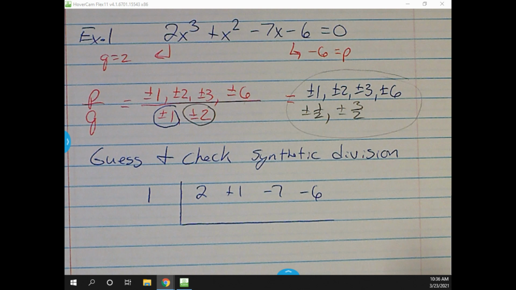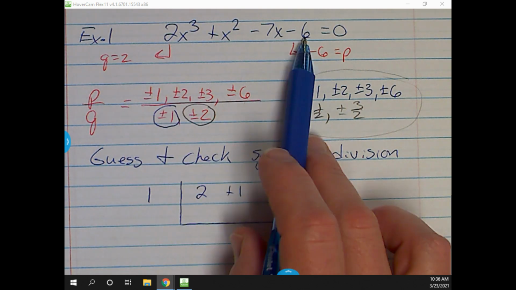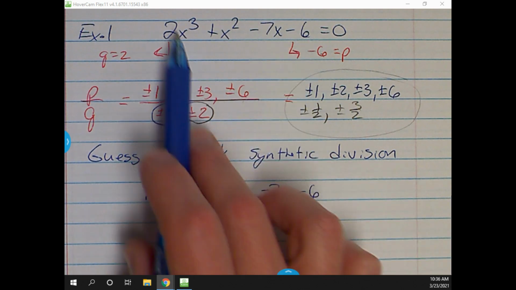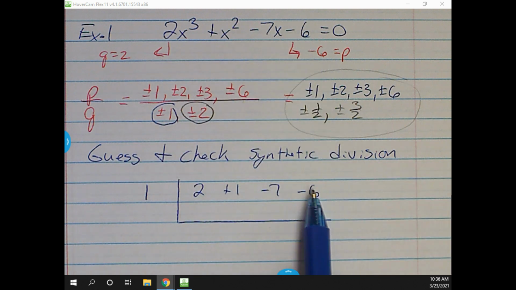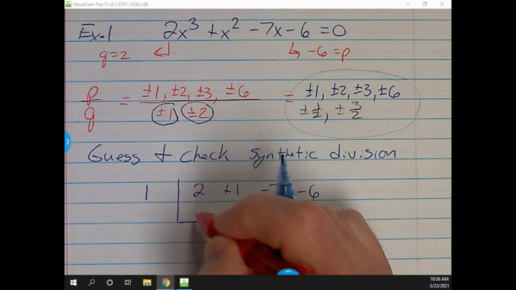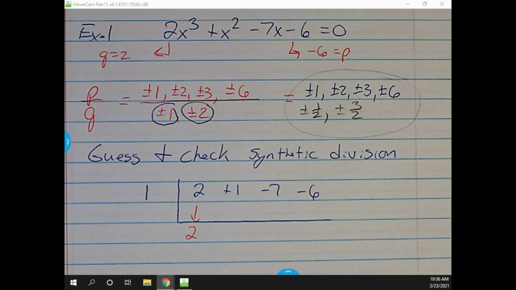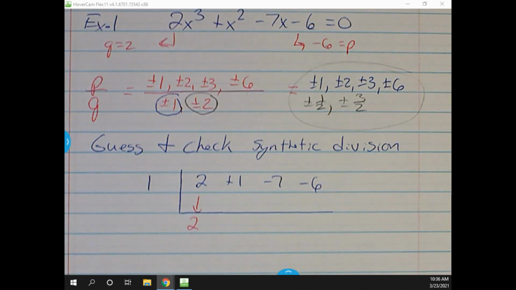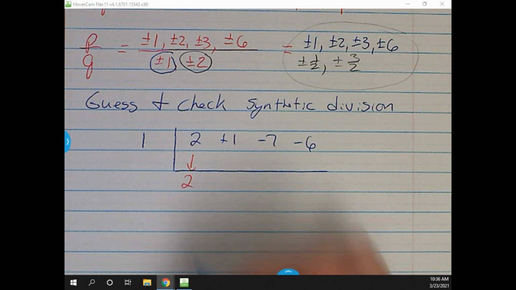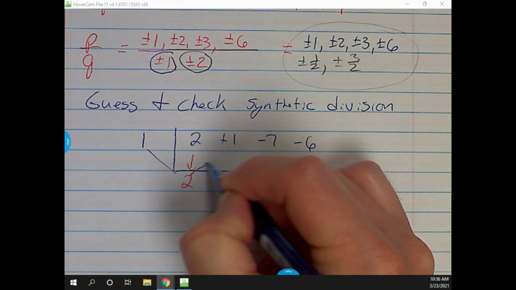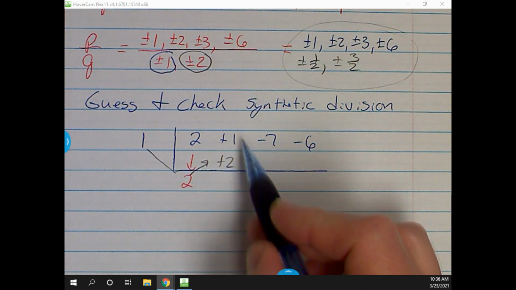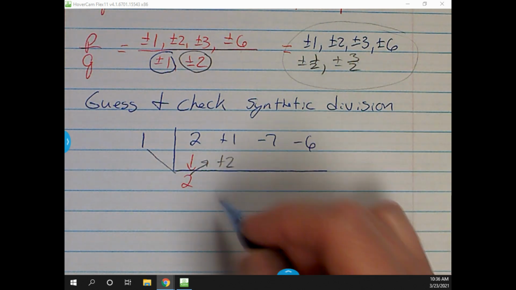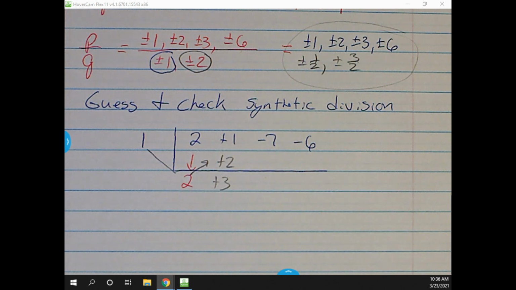All right, so all you do is you take out the coefficients from the equation that we've got here. So we've got 2x to the third, we've got a 1x squared, a negative 7x, and then a negative 6. So we put those numbers down. And then to kick this thing off and do synthetic division with this one, we're going to pull the first number down. And then after that, we're going to multiply 1 times 2, which is 2. And then whatever these two numbers are, you add or subtract depending on the sign. So it's 1 plus 2, which is 3. And then just keep repeating from there.